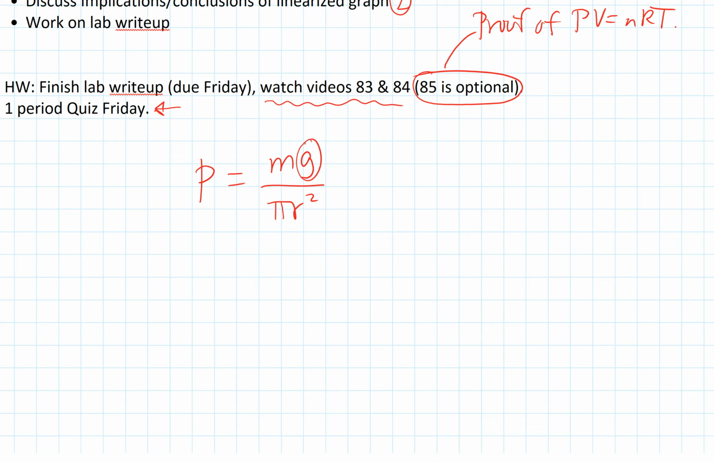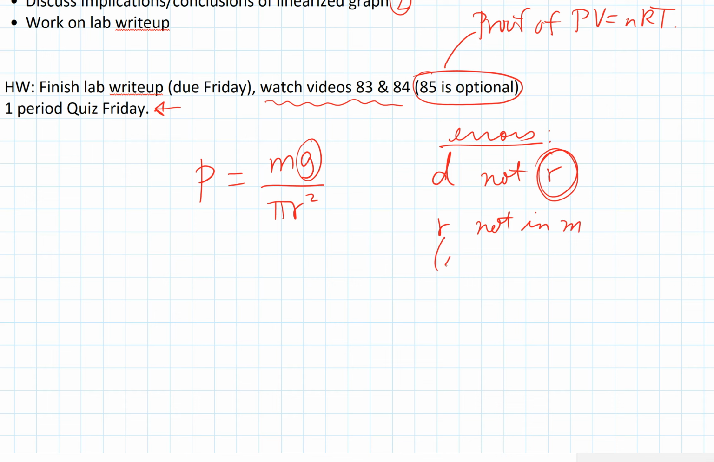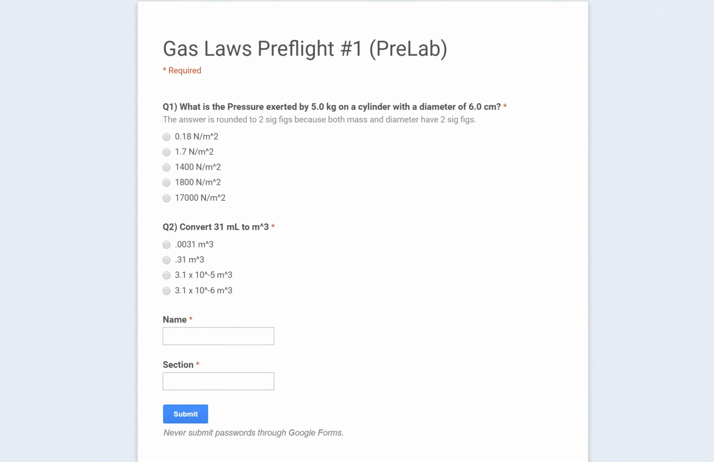Then the second thing that people do is that they use the diameter instead of the radius. So these are errors that people make. You want to make sure that you're using the radius when you calculate the pressure, because that goes in for the area. And then the other thing is that the radius is not in meters, which causes the area to be not in meters squared. We talked a little bit about this on Monday, but just make sure that your area is in square meters. Okay, so that was that first pre-flight.